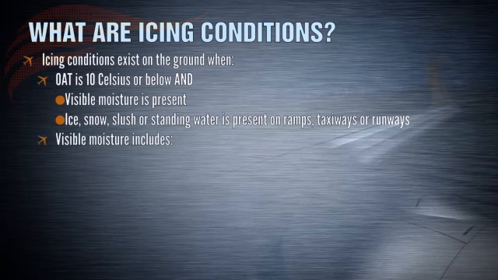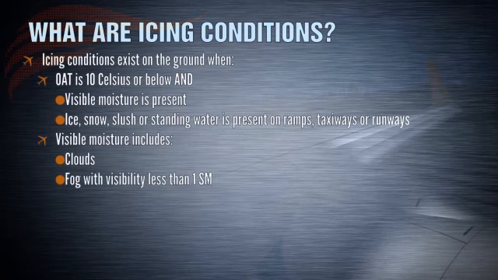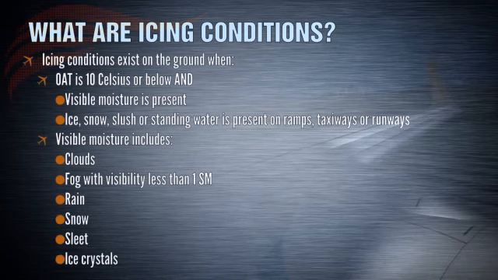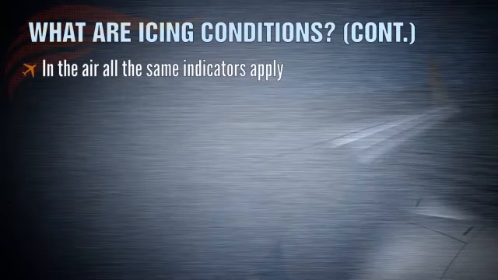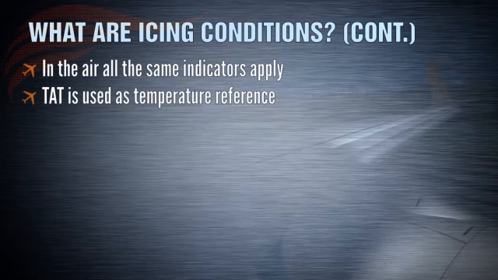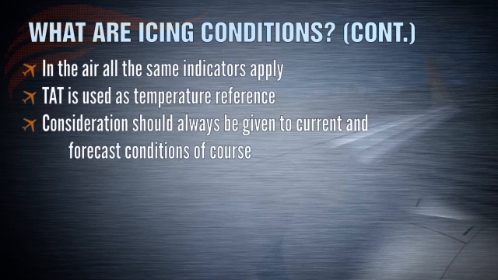Visible moisture in this case includes clouds, fog with visibility less than 1 statute mile, rain, snow, sleet, ice crystals, and so on. In the air, all of the same indicators apply, but we use total air temperature as our temperature reference, rather than outside air temperature. Further consideration should always be given by the pilot to both current and forecast conditions, of course.